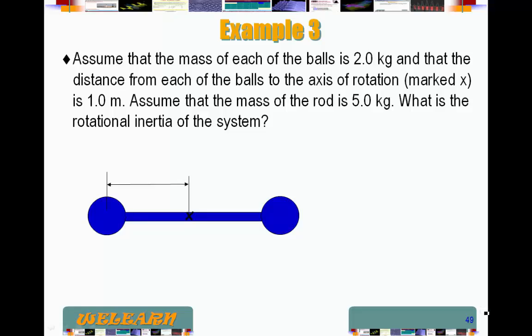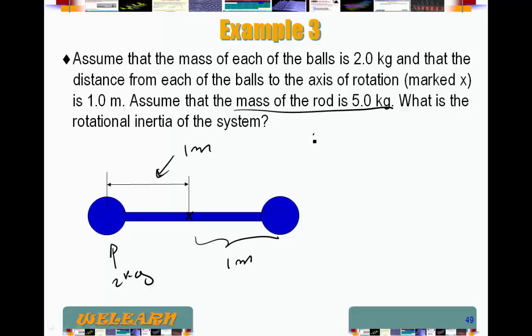Okay, let's consider this example. It's very similar to the example that we worked before, except that here the rod cannot be ignored. It has a mass of 5 kilograms. Now again, this distance here is 1 meter. Each of the masses is 2 kilograms. So this distance is also 1 meter, but the mass of the rod is 5 kilograms.